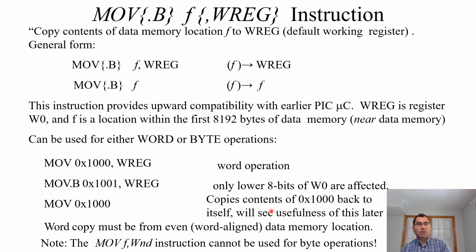Okay, so it might sound ridiculous to do such a thing, copy its content back again. It seems useless, but it's not, so we'll talk about that later. Word copy must be from an even, word-aligned data memory location. Okay, as always, because we have to satisfy the word alignment, it has to be an even location.